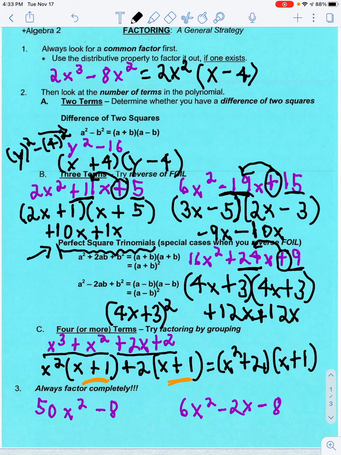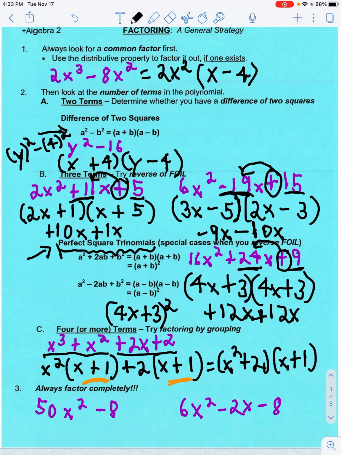All right, finally we get down to step 3, which is always to factor completely. What does that mean? Well, you start up at the top of the list with number 1. You look for a common factor. And so 50x squared minus 8, there is a common factor of 2. When I factor that out, that leaves me with 25x squared minus 4. What you have to look at is the fact I have 2 terms there, and it's a difference of 2 perfect squares, which means it can factor again.